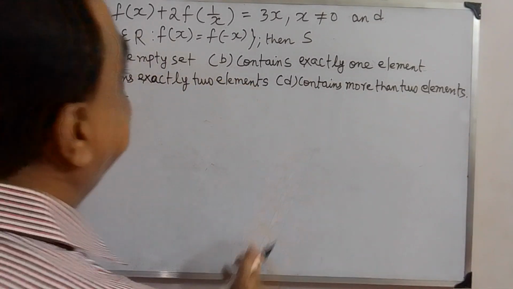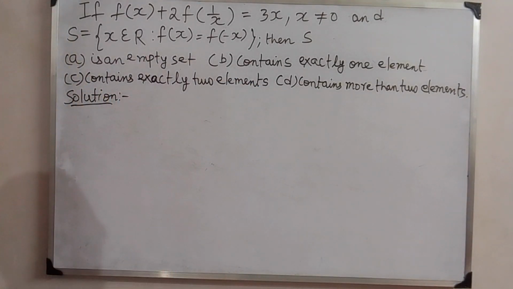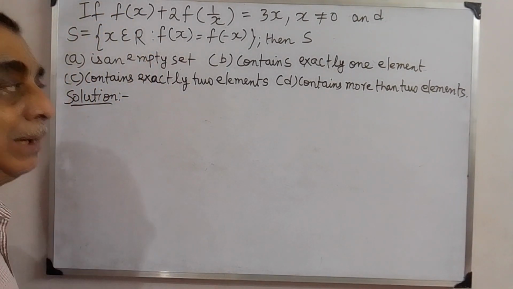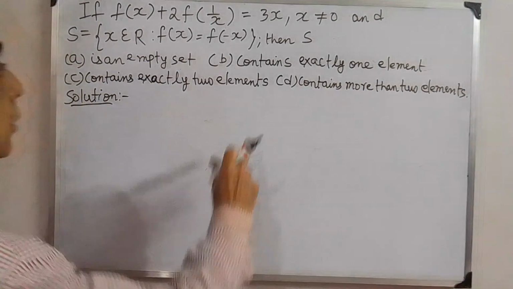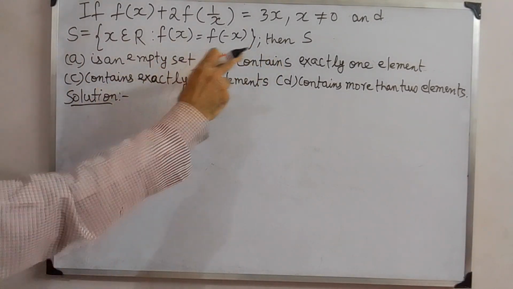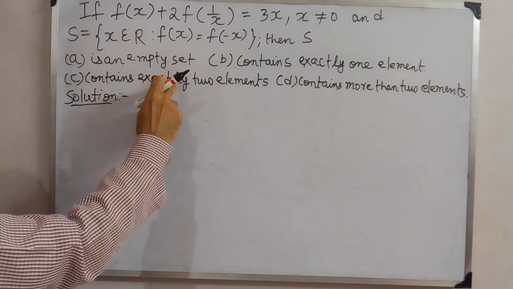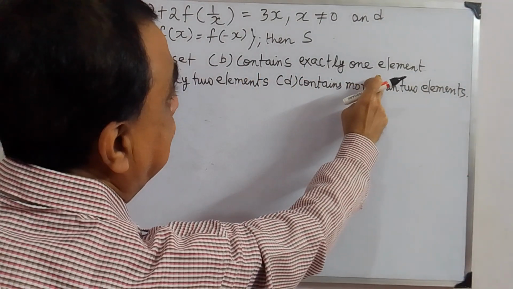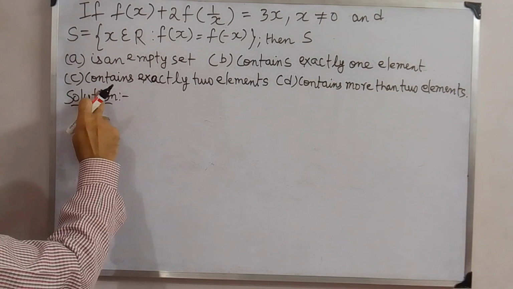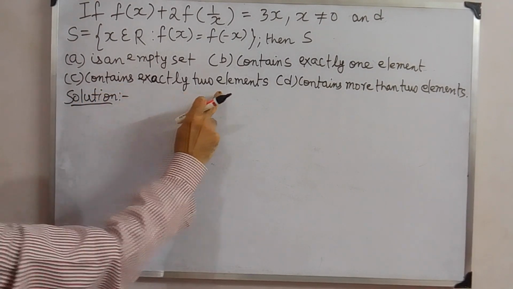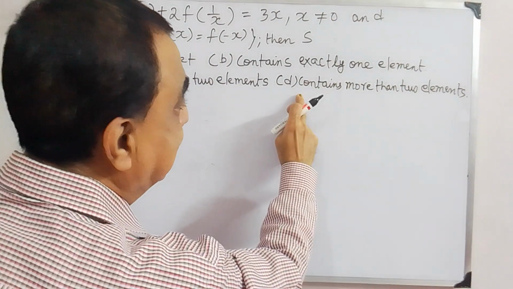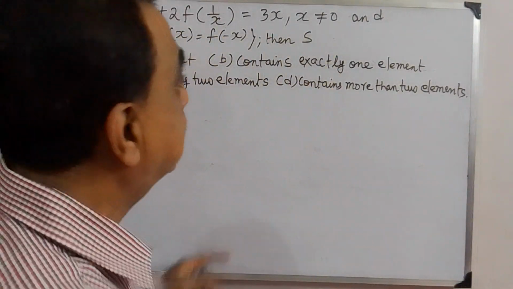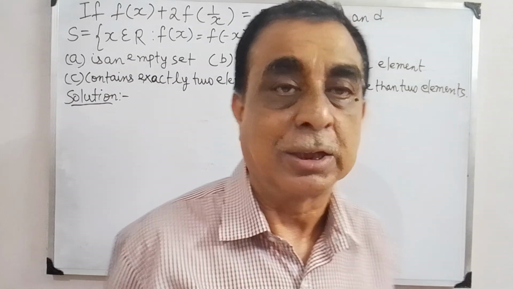There are four options given to this answer, out of which only one is correct and we have to find that correct answer. So we have to say: S is an empty set, or contains exactly one element, or contains exactly two elements, or D contains more than two elements. Out of these four options, only one is the correct answer.